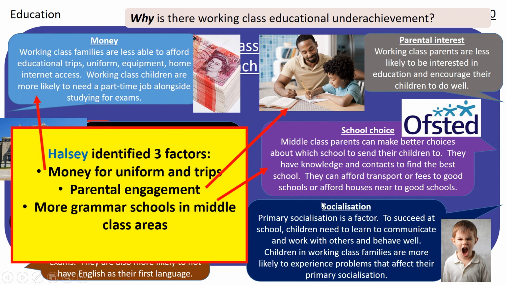And lastly, he looked at school choice. And remember the distinction from a previous lesson about grammar schools that select by ability versus comprehensive schools that don't. It won't surprise you to learn that grammar schools, because they select the smartest students, get the best exam results. There are more grammar schools in middle class areas. So middle class families are more likely to be able to get their children into schools with higher grades. So these are the factors that Halsey identified from his research.